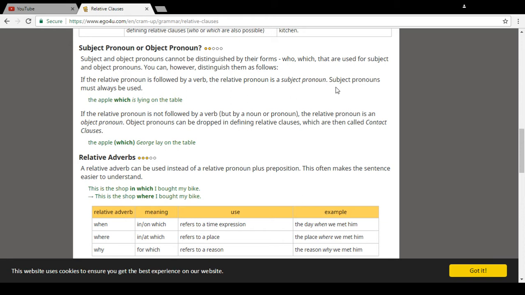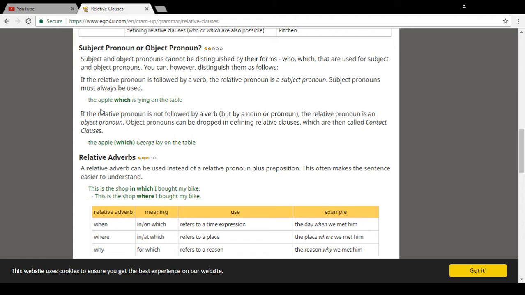Dakle, ove sve zamjenice, who, which i tako dalje, mogu se odnositi i na subjekt i na objekt. Da bismo mogli napraviti distinkciju između ova dva, morat ćemo se koristiti riječima koje se nalaze desno. Znači, ako je glagol nakon zamjenice, onda se ta zamjenica odnosi na subjekt rečenice.